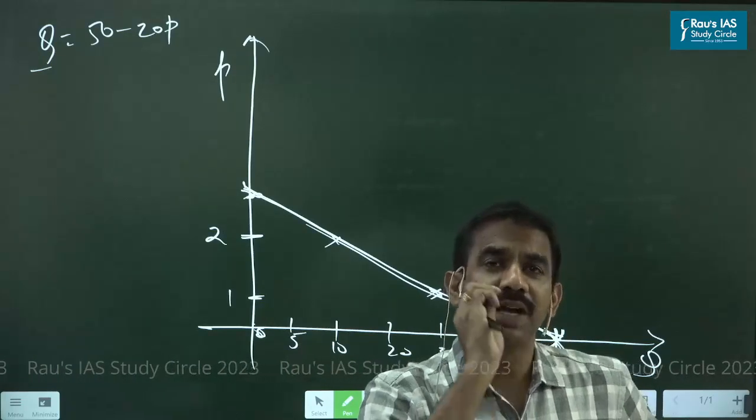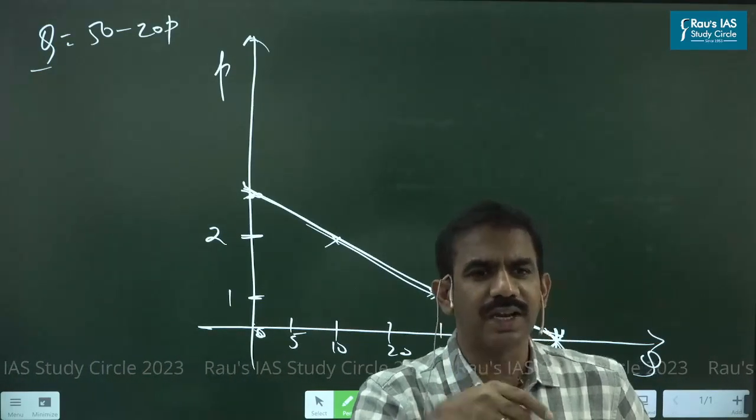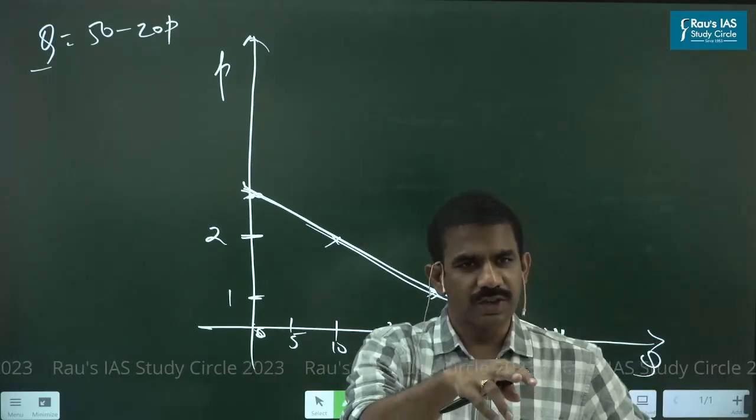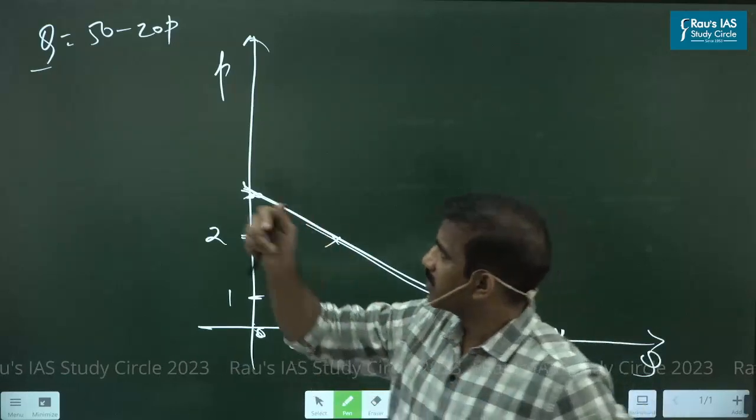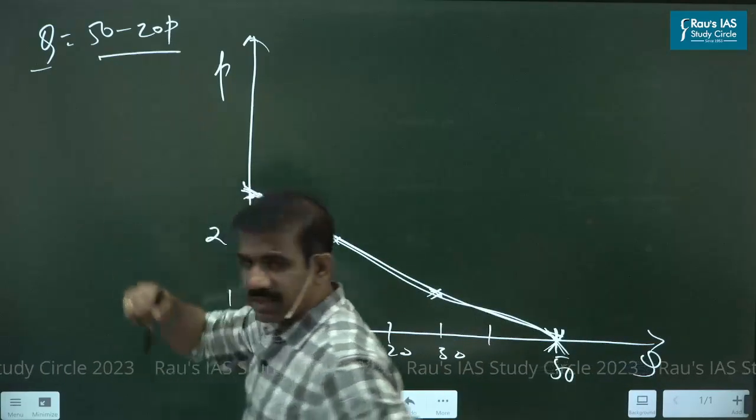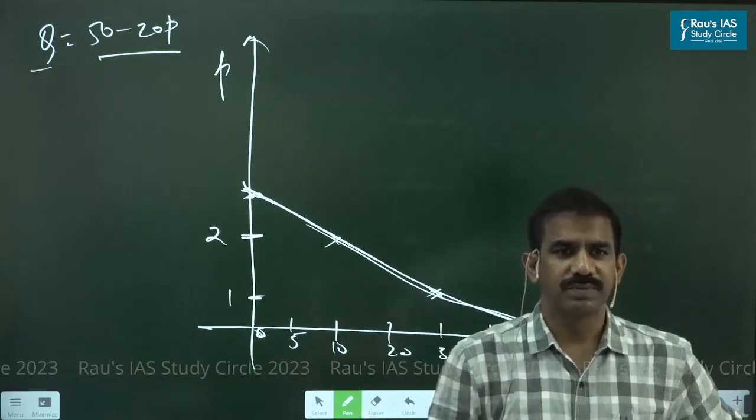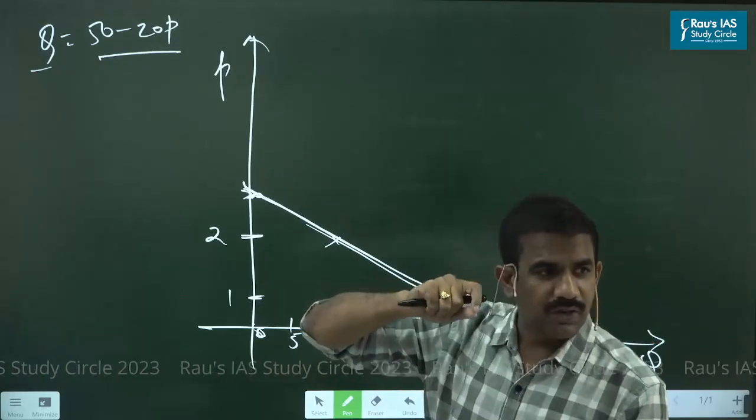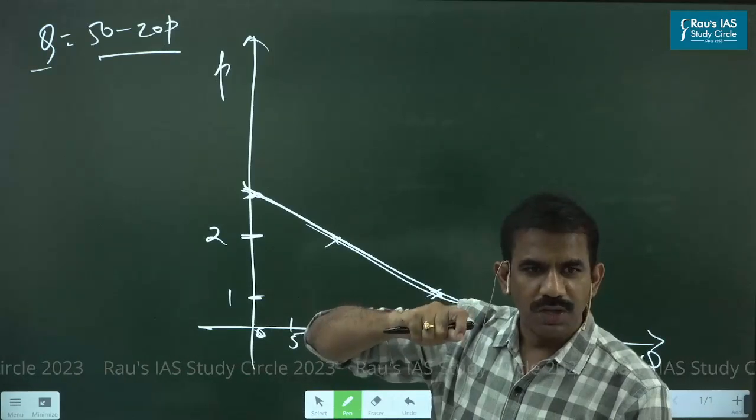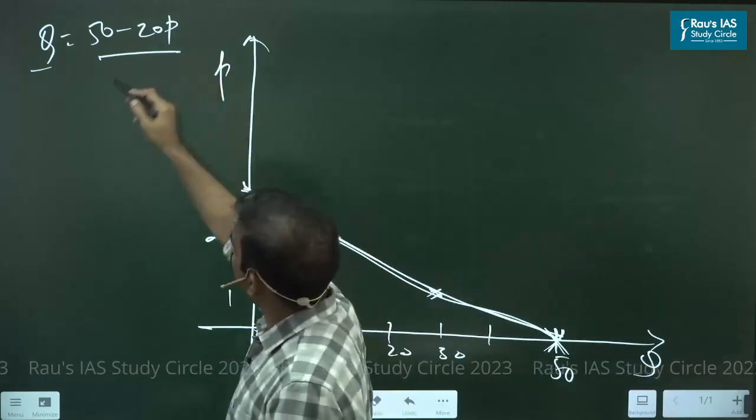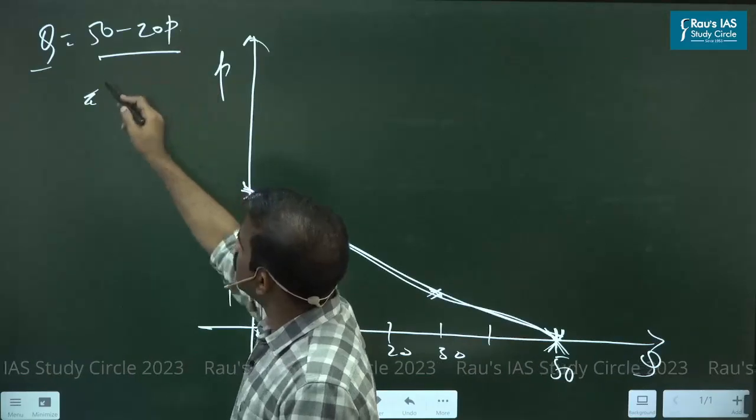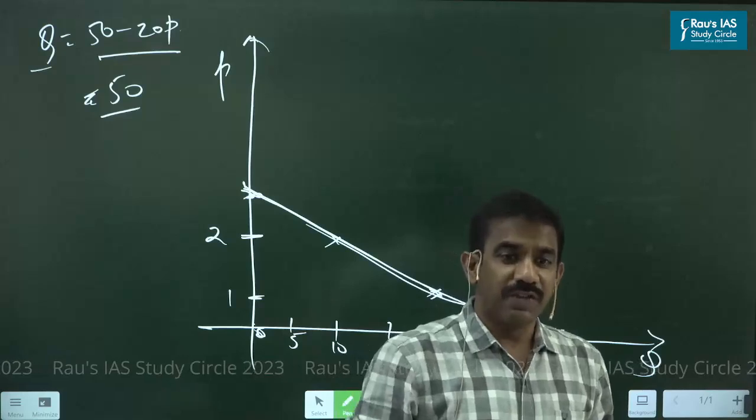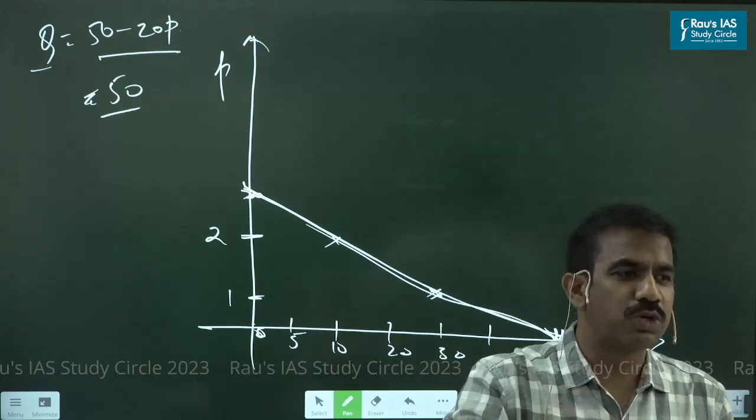And I'm randomly assuming a demand function. Let's say the demand for pizzas for yourself is equal to 50 minus 20p. I'm just randomly coming up with some equation. So what does this equation convey? When the price of a pizza is 0, substitute the value p equal to 0. How many pizzas would you like to consume? 50.